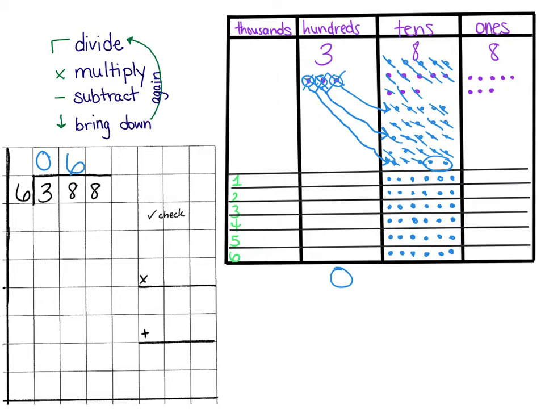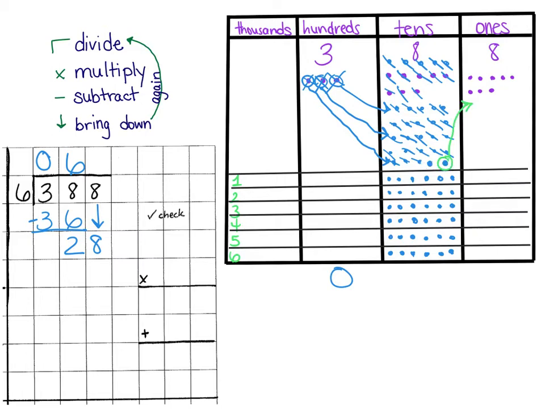6 times 6 is 36 because our next step is multiplication. Then we have subtract next, and we get 2 because we already know we have 2 left over. We bring down the 8, and when we bring down the 8, that's the same as making these 2 10s into 20 ones.